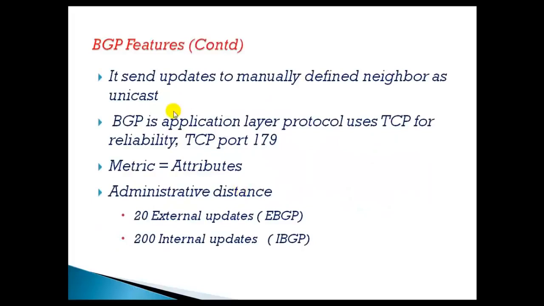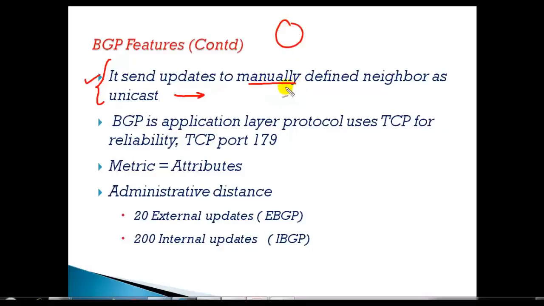And then some more differences, some more features of BGP. It sends updates to manually configured neighbors using unicast. I'll make this point clearer when I get into BGP neighbors. This point tells that you have to manually configure the neighborship. Now what is manual? Let's take an example.